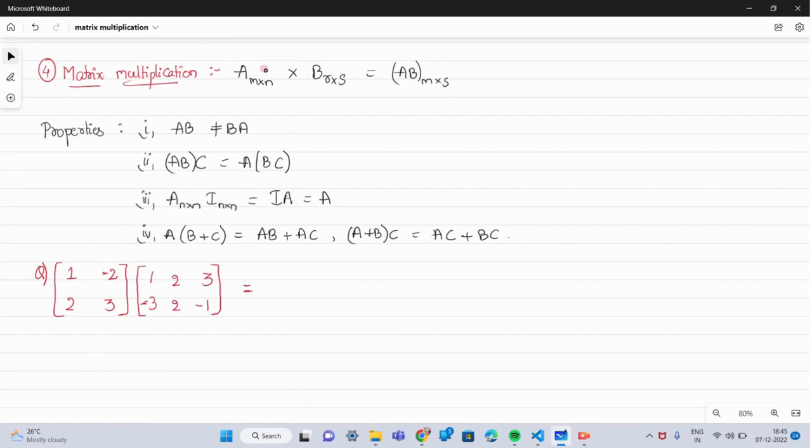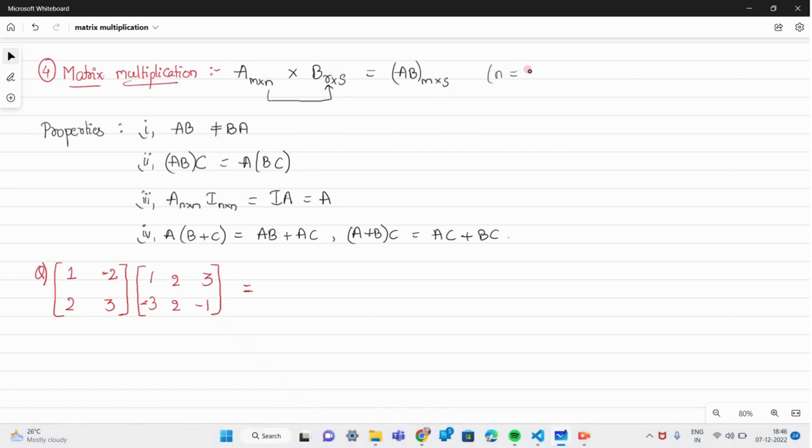Matrix multiplication, multiplying two matrices, A of order m cross n. For B it is r cross s. The output will be of order m cross s. Here the main condition is n and r should be equal.